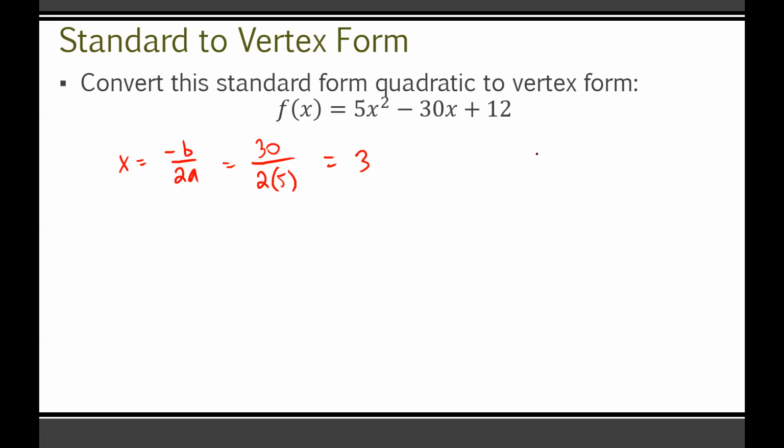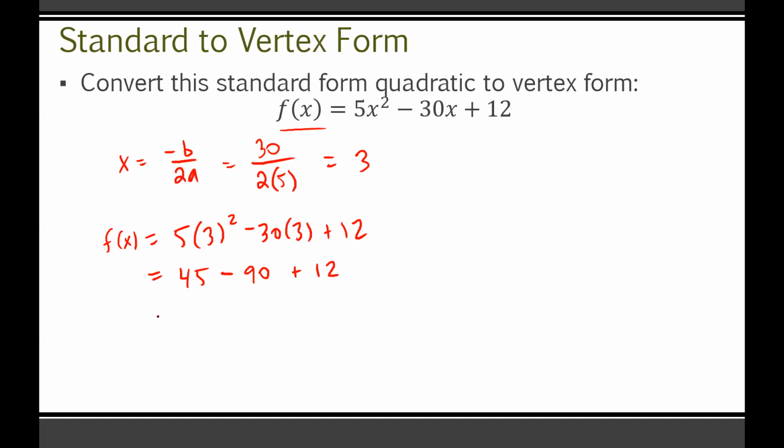But that's only one part of our vertex. The other part of our vertex is going to come by finding the y value of it, and that's just going to be take your x and plug it into your f of x. So we'll see f of x equals 5 times 3 squared minus 30 times 3 plus 12. This is just going to give us 5 times 3 squared is 5 times 9. Well, 5 times 9 is 45. Minus 30 times 3 is 90. And then plus 12. So 45 minus 90, that's going to be negative 45. Negative 45 plus 12, I'm pretty sure that's negative 33. So this is the x part of your vertex. This is the y part of your vertex.